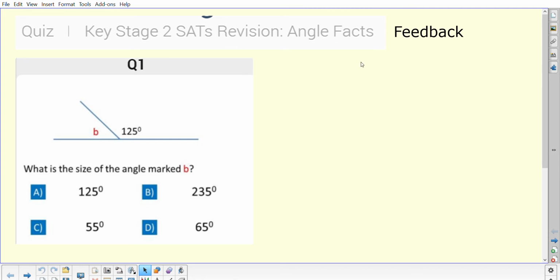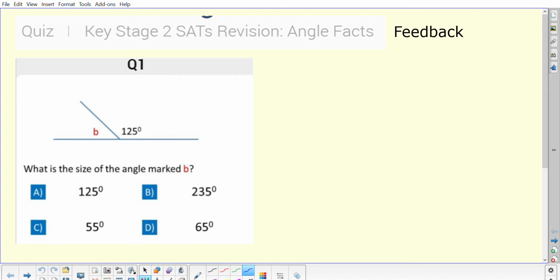So the Angle Facts Diagnostic Questions quiz that you did, this is the answers. If you could check over your own working, look at any errors that need to be corrected.